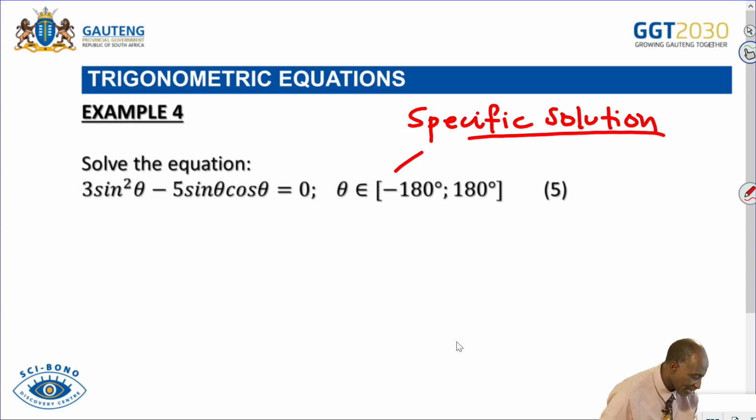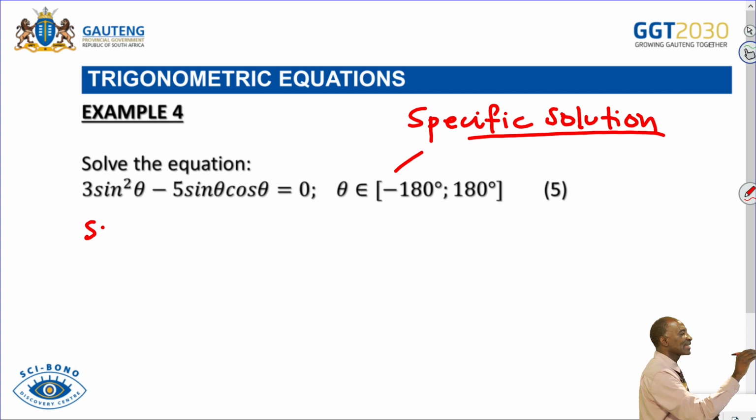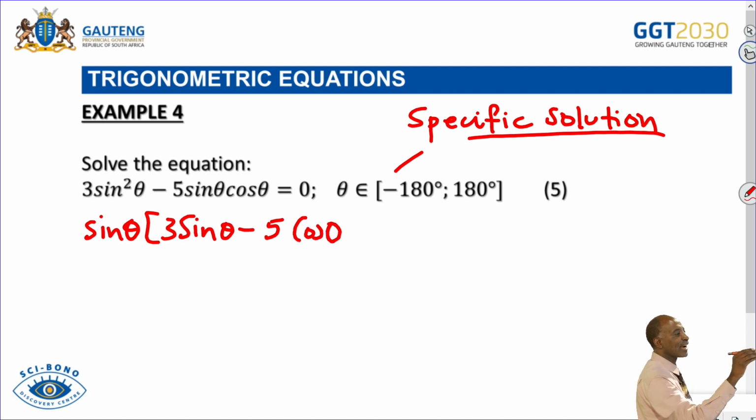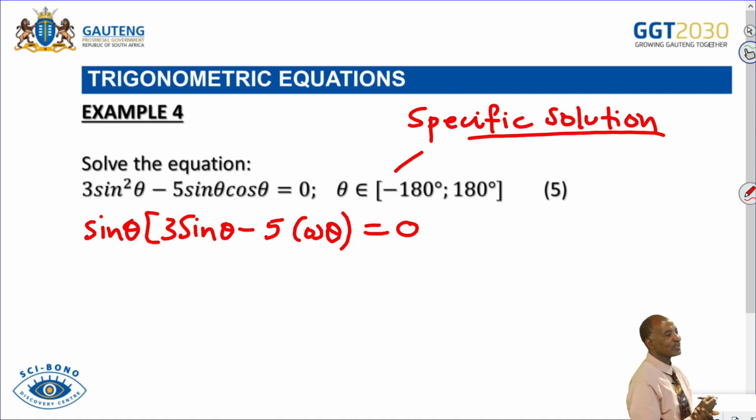All right. How do we proceed on this question? Step number 1, what do you notice? Look at the question. Yes, this looks like a simple equation, although it's in terms of trig functions. We are going to factorize. We factor out sine theta in this case, into sine theta times 3 sine theta minus 5 cos theta equals 0. Okay? Then we are going to separate them.